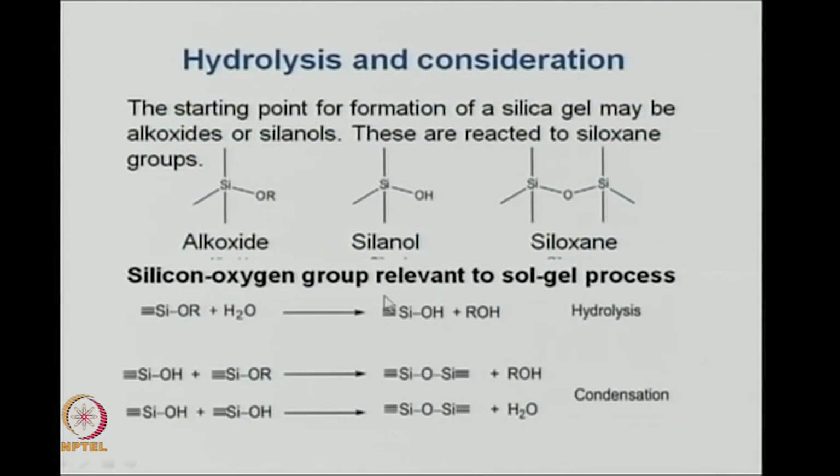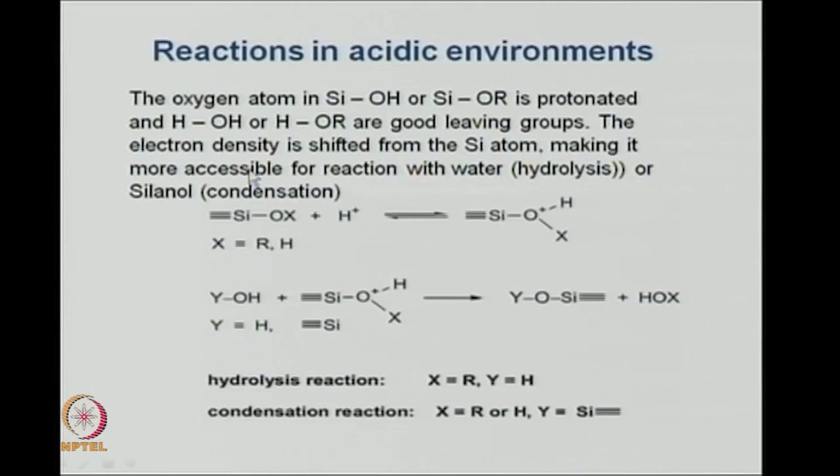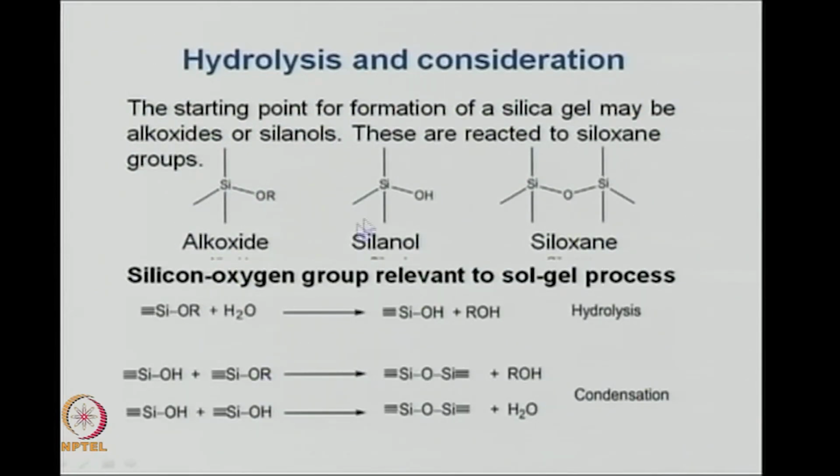Now, if you look at hydrolysis and condensation, the starting point for formation of a silica gel can be an alkoxide, like this typical silicon alkoxide. If the R group is methyl, then it is a methoxide, and you can have mono alkoxy groups, dialkoxy groups or tetra alkoxy groups. Now, if instead of the alkyl group you have a hydrogen or a proton, then you have what are called silanol groups.